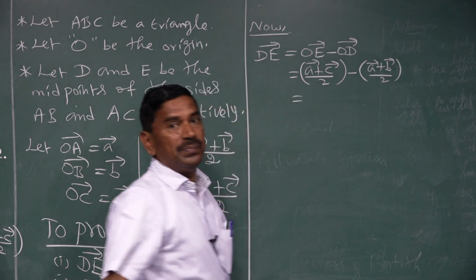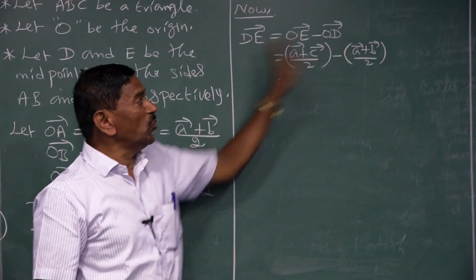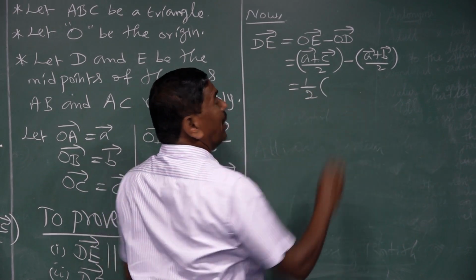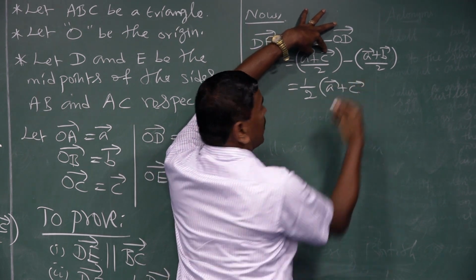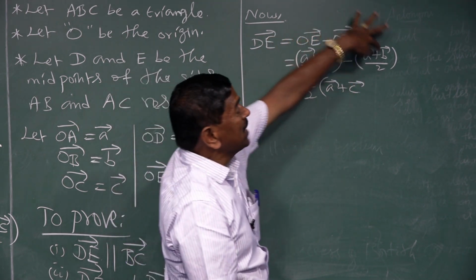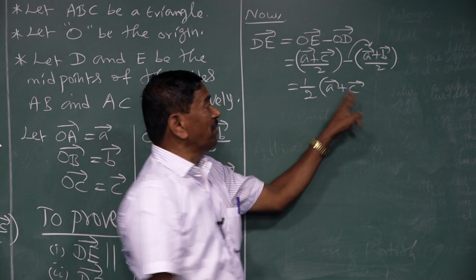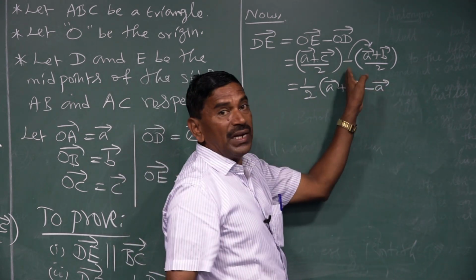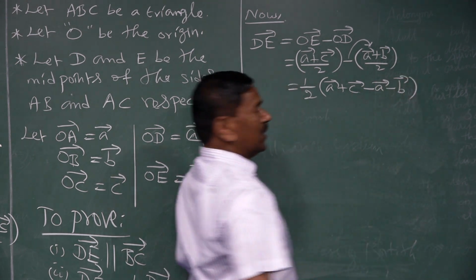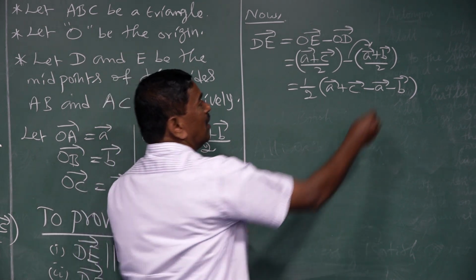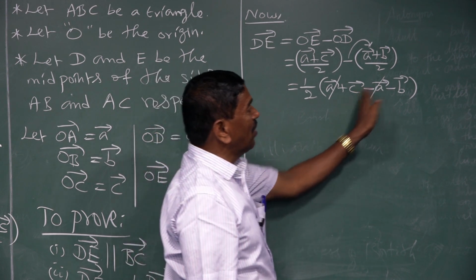Okay. Now next step. Bring divided by 2, so 1 by 2 is common. 1 by 2 of, first bracket as it is, A vector plus C vector. Next, minus going to multiply inside. Minus into A vector, minus A vector. Minus into B vector, minus B vector. Complete the bracket. Now simplification. Minus A vector plus A vector cancel. What is remaining? C vector minus B vector.